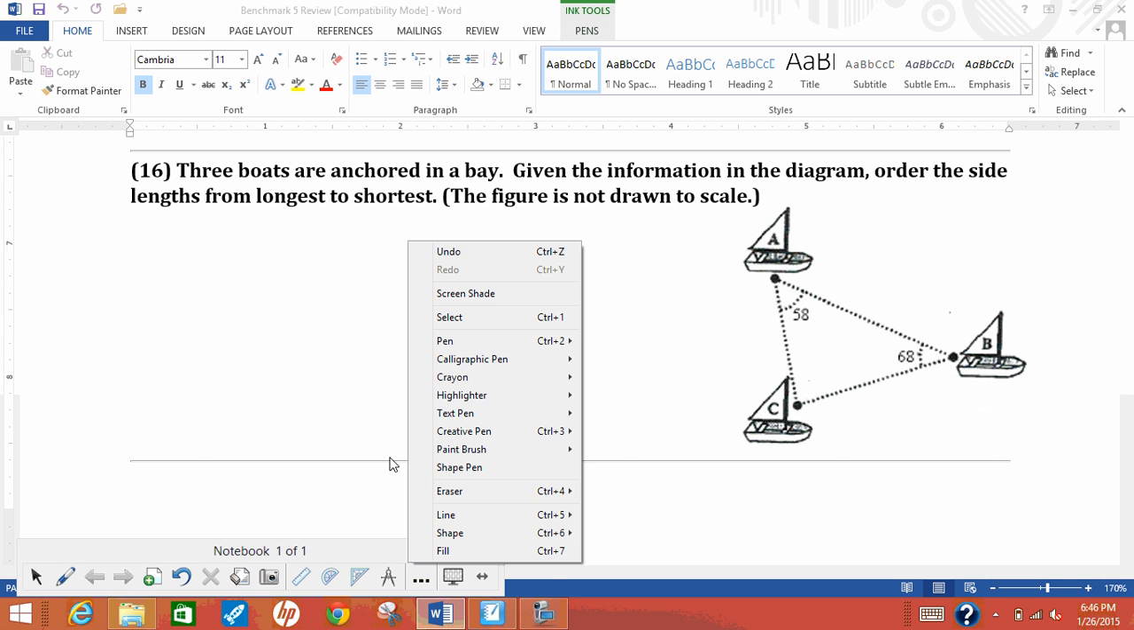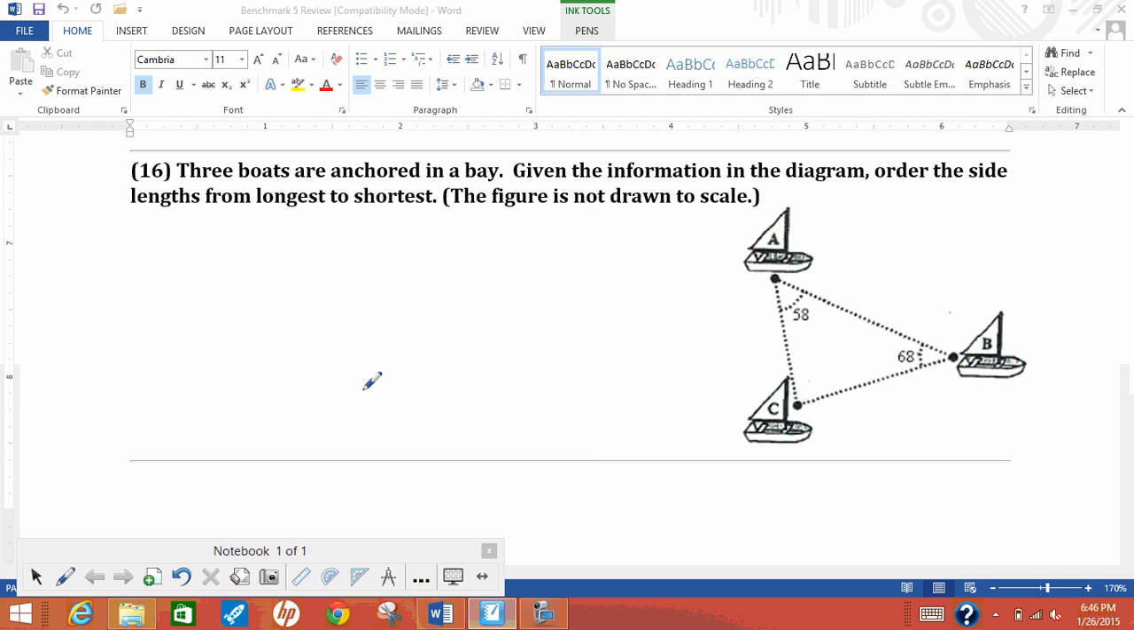Here are new sort of questions. I have 3 boats, but really I can reduce this problem down to a triangle. And it's pretty plain to see. So I can kind of ignore the boats in the bay. All I need to know is the names of the vertices.